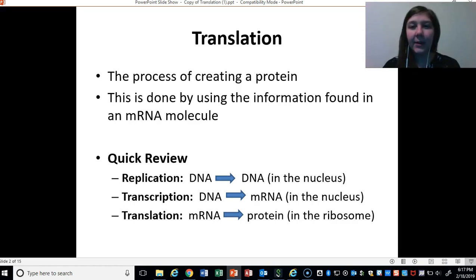If you get the processes confused, for transcription, I think of a scribe, which is someone who would copy something down. In translation, we are converting the language of mRNA into protein.